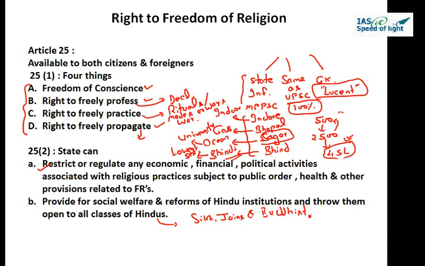Okay. Now, if you read it again, part 1, which says all persons are equally entitled to freedom of conscience, etc. So, all persons, this means this is available to both citizens and foreigners. Okay. So, this right is available to both citizens and foreigners.